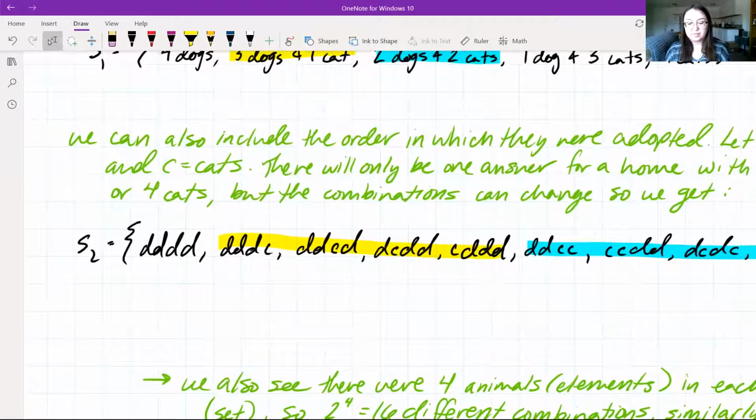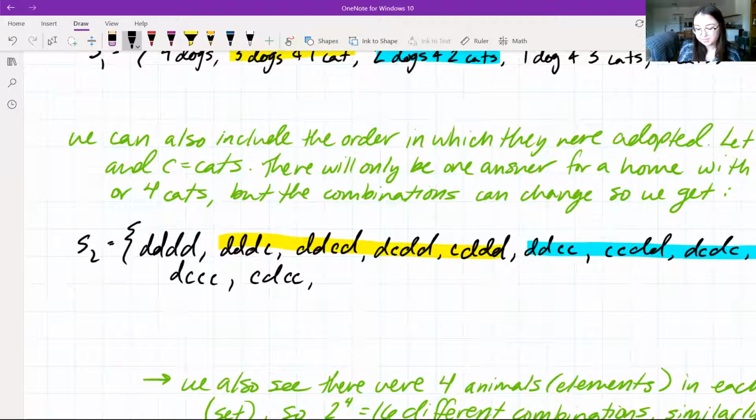So we're going to essentially do the same thing that we've been doing. We're going to come up with all the different combinations. So let's say that that 1 dog was adopted first. Then we get dog, cat, cat, cat. Then the dog is adopted second. So we get cat, dog, cat, cat. Now we say the dog is 3rd. So cat, cat, dog, cat. And now we say that the dog is last. So we get cat, cat, cat, dog.